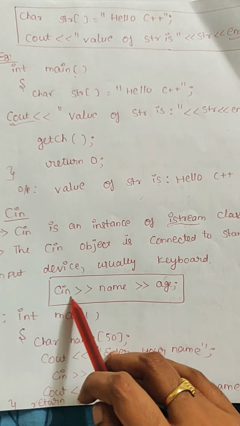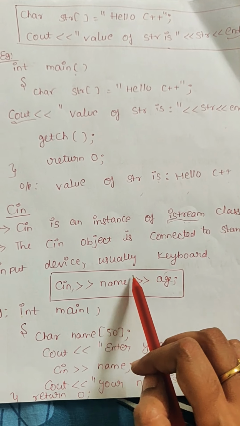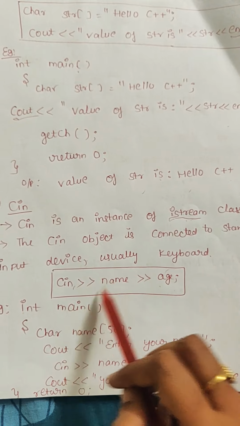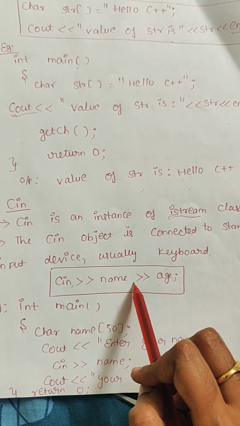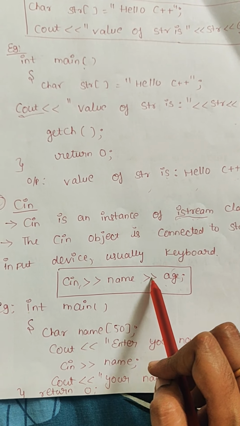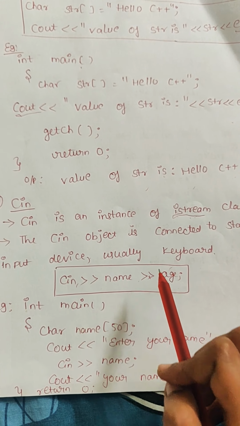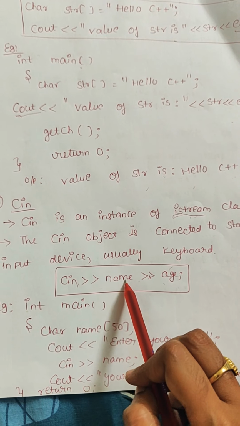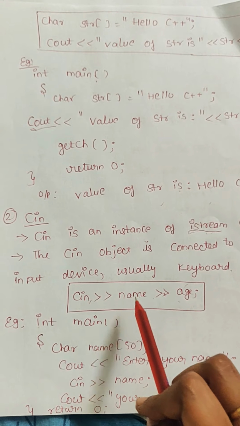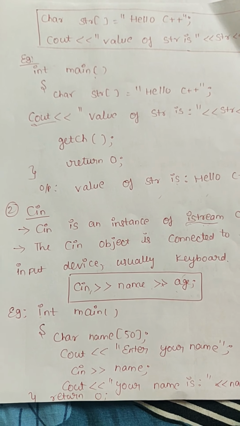So how do we take input? I want to take input of 2 variables at a time. So I am taking cin, name, and again the operator, age. That means I am taking the input at a time for 2 variables, that is name and age.